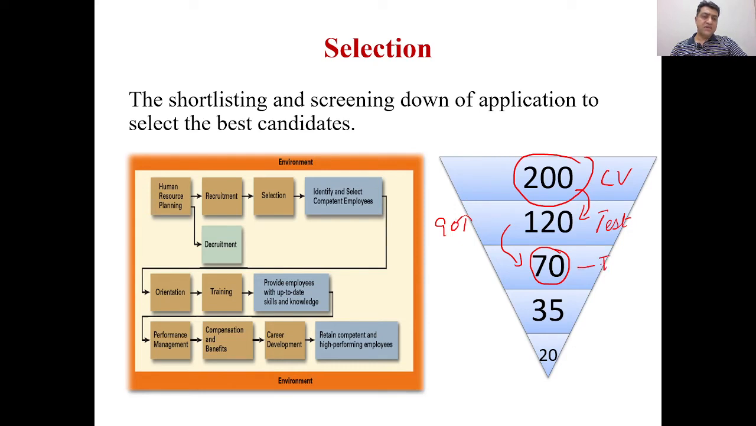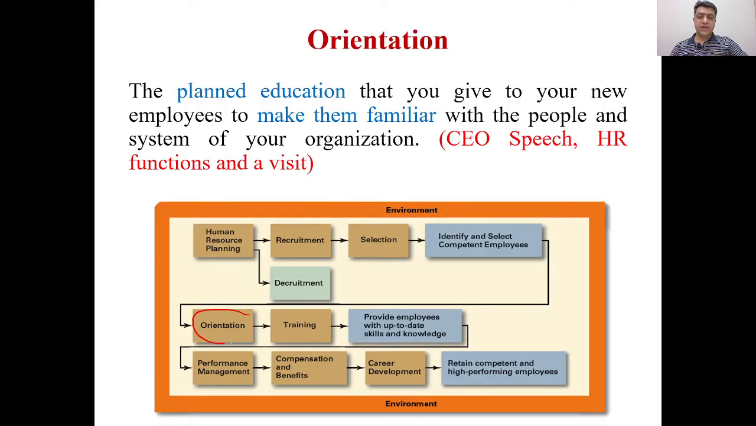So these 70 were called for the interview, and in the interview only 35 of them did the best, and then after the reference check or something, you eventually select 20 people for the 20 vacant positions. So this is your selection function. Then we can go to the orientation function, which is done for new employees.